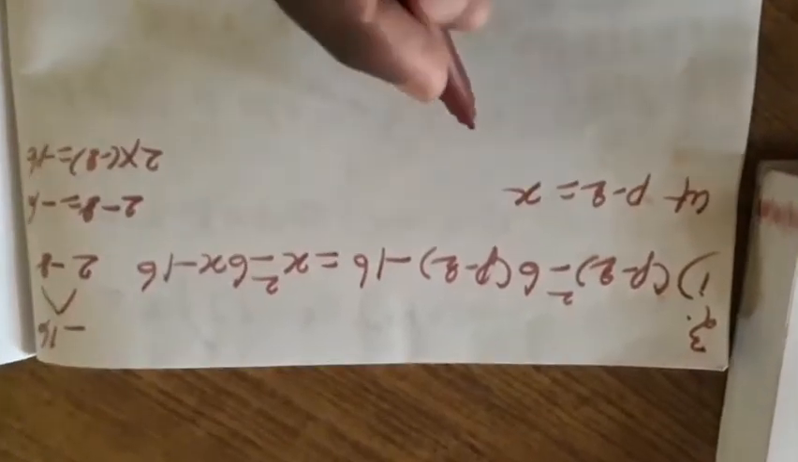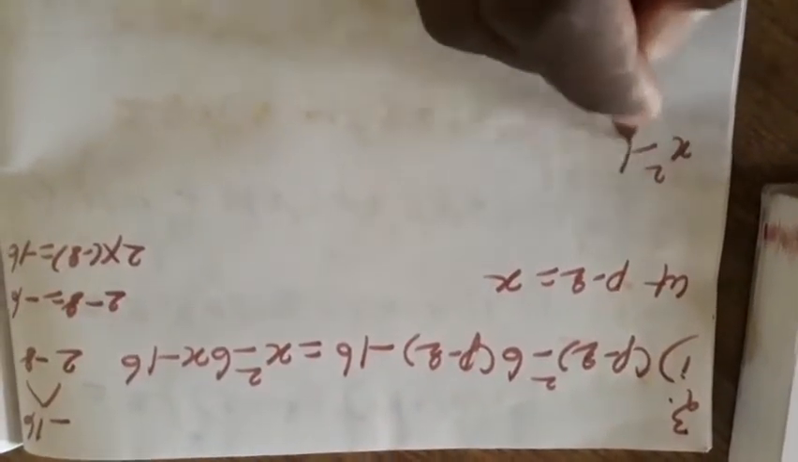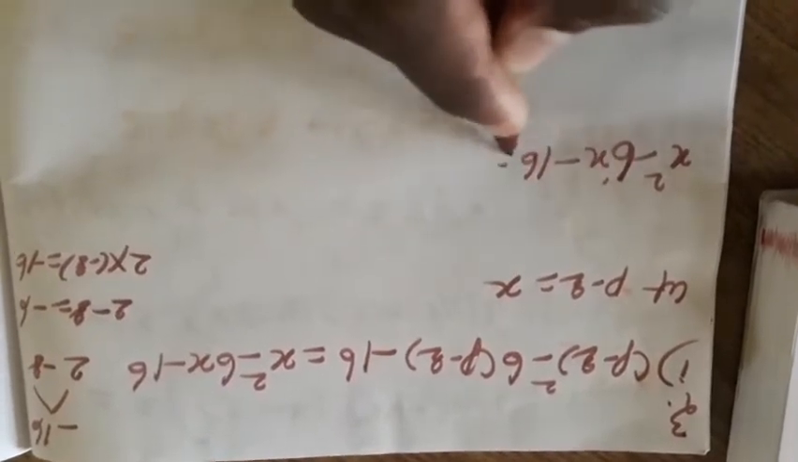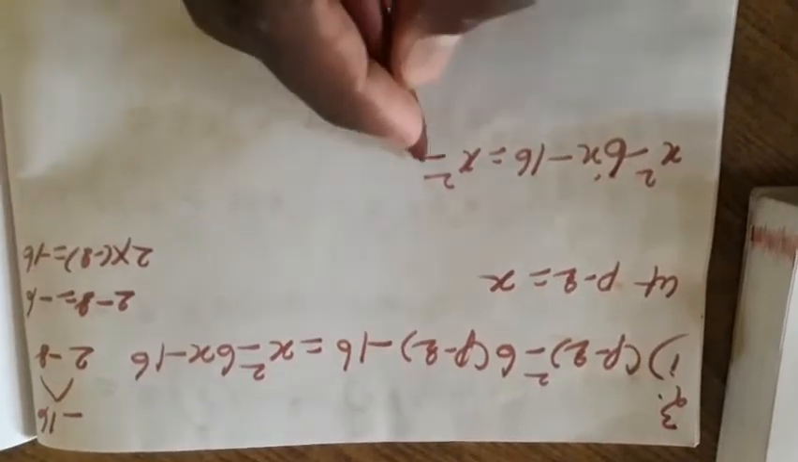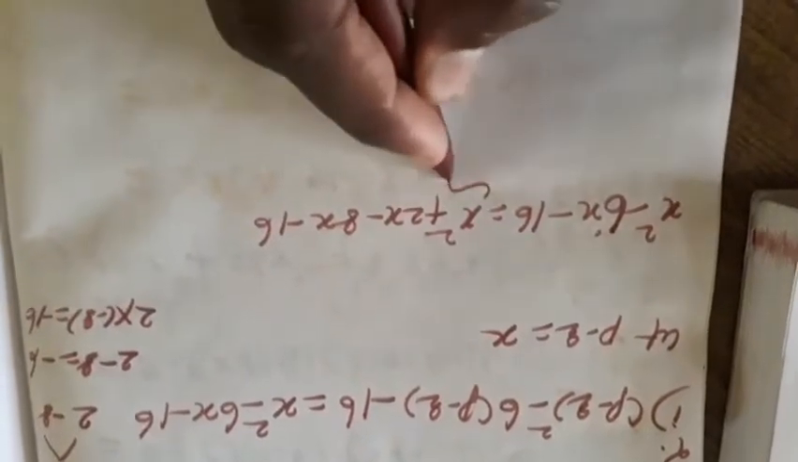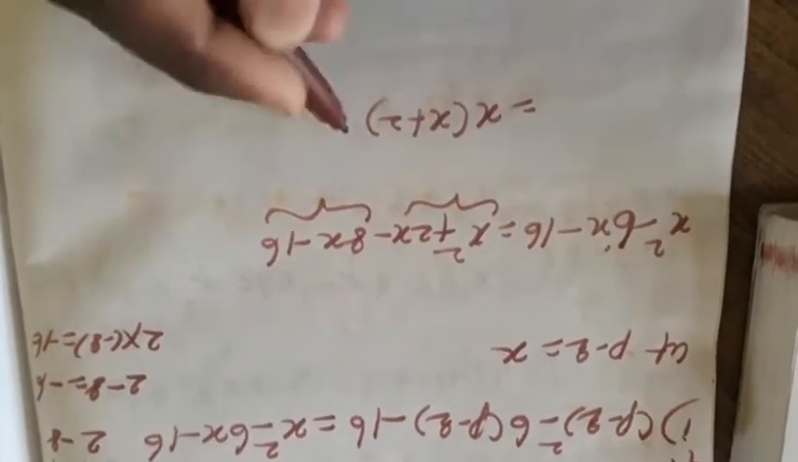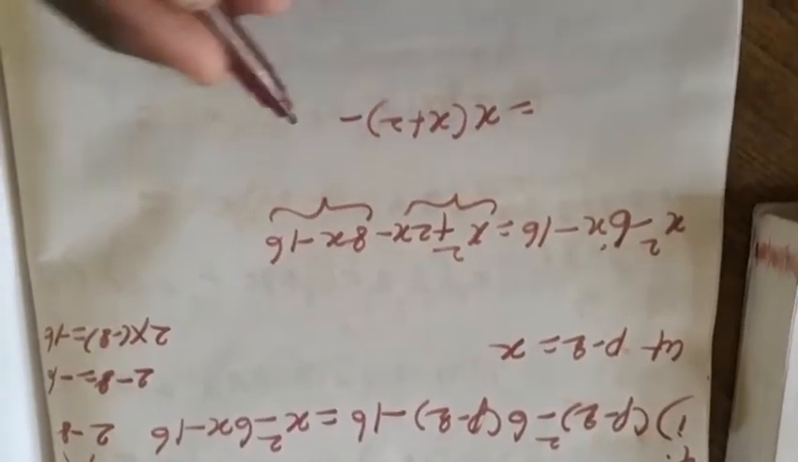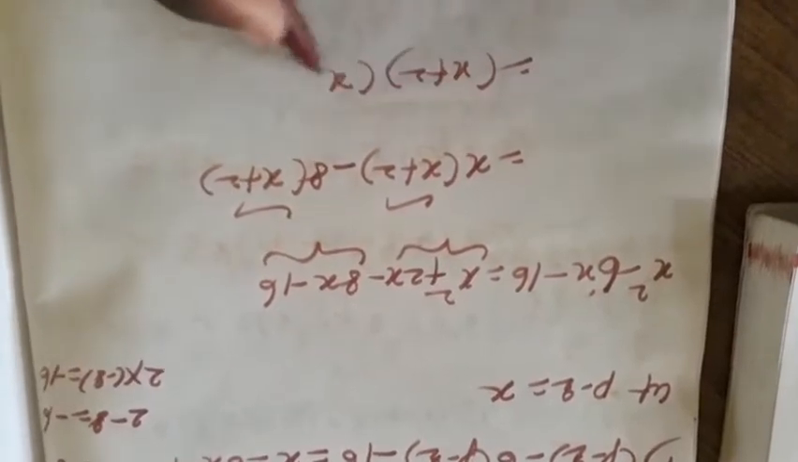So we can write x square minus 6x minus 16 equal to x square, now splitting the middle term as 2 and minus 8: 2x minus 8x minus 16. Now group the first two terms and the second two terms. In the first two terms, x is common, take it outside, remaining x plus 2. In the second two terms, minus 8 is common, take it outside, remaining x plus 2. Now x plus 2 is common, take it outside, remaining x minus 8.